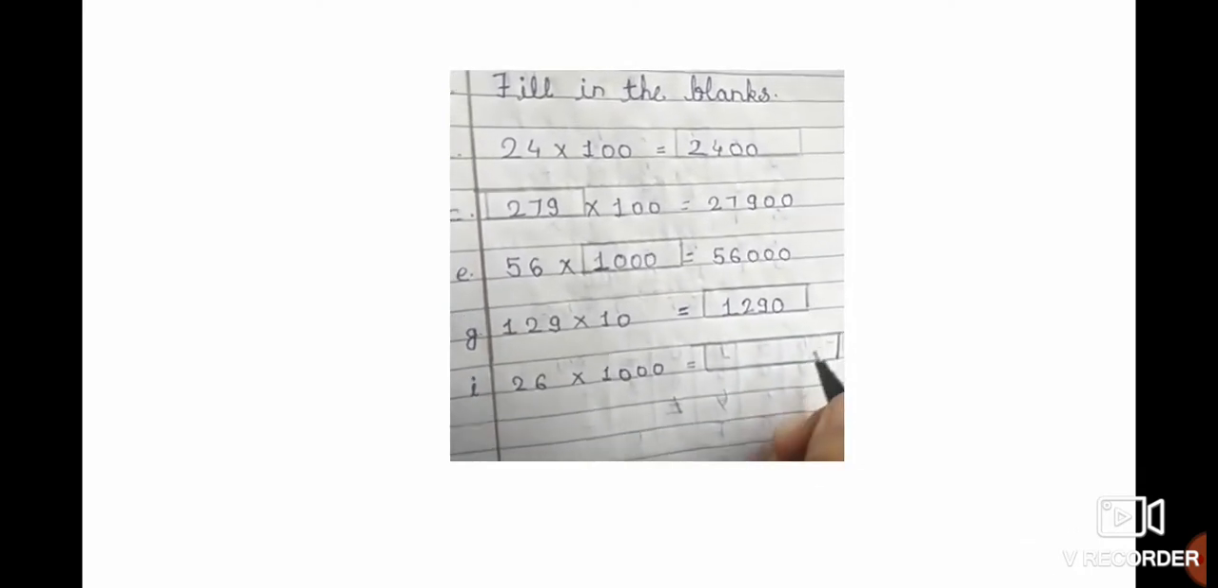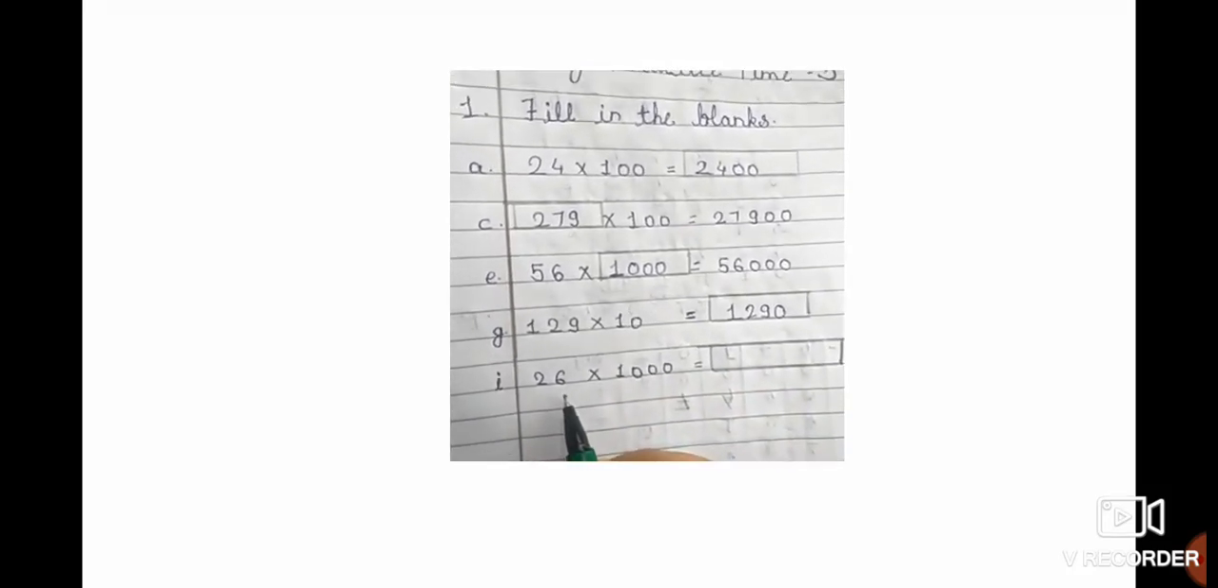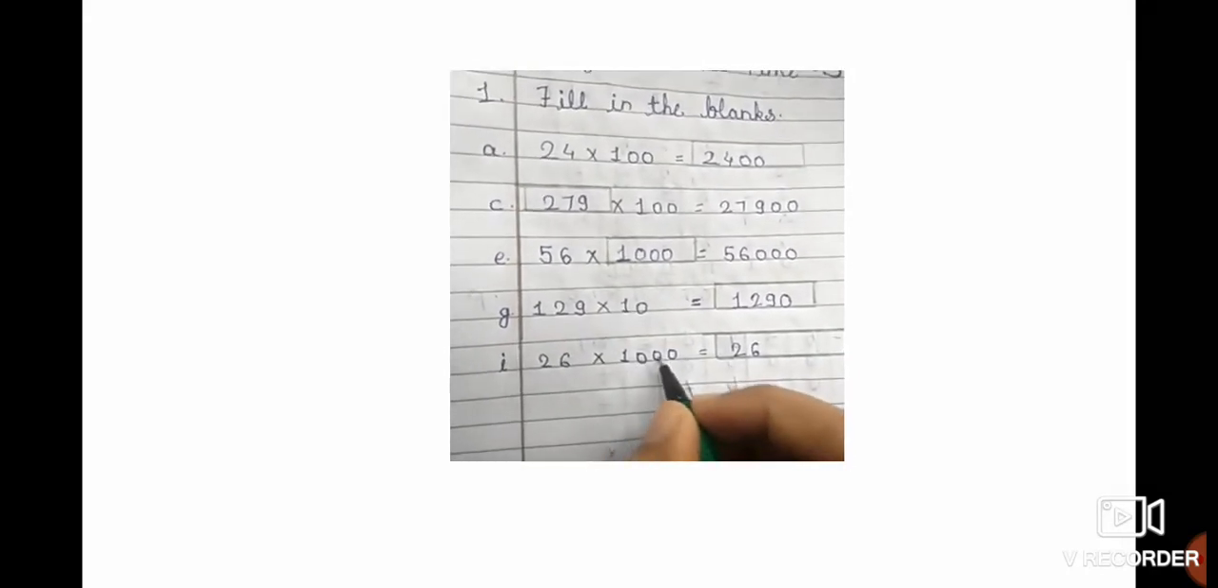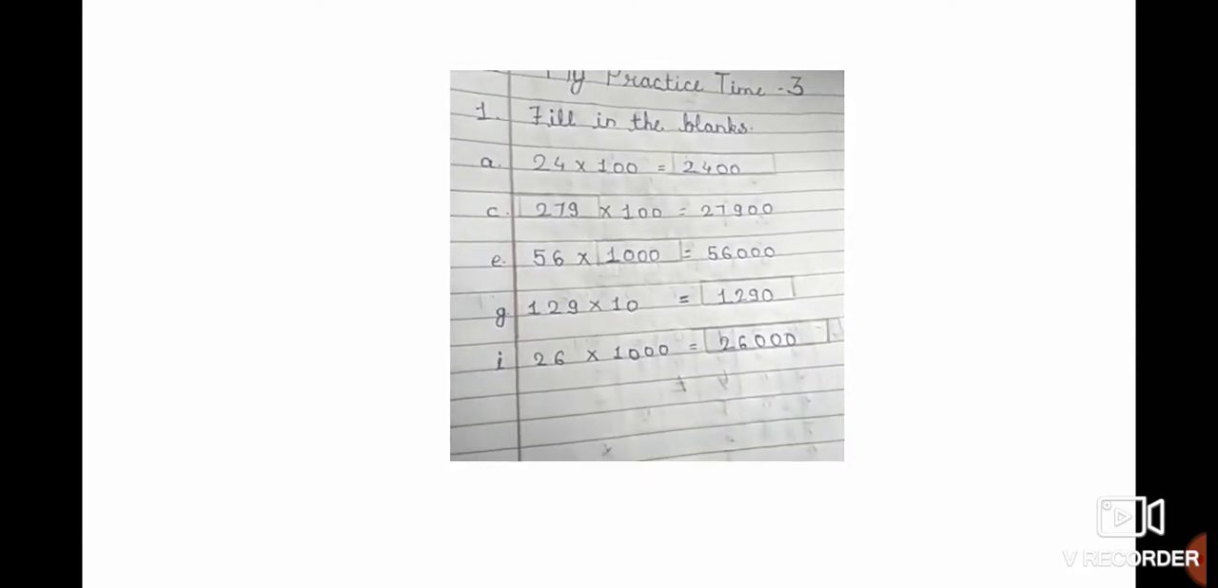G, 129 into 10. So students, we have seen in video that when we multiply any number by 10, we have to give 1 zero. Okay, so 129 plus 1 zero, that means 1290. Our answer is 1290. Then I, next example, last example, 26 into 1000. So students, when we multiply any number by 1000, we have to write first of all the number as it is. Okay, and then we have to give three zeros, as three zeros are there in 1000. Okay, so 26,000.